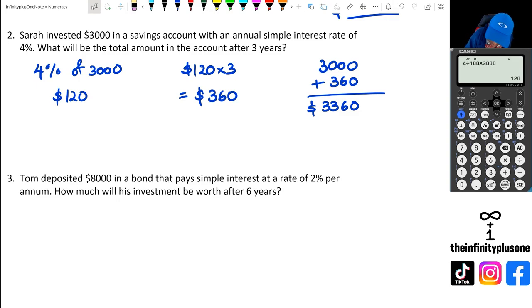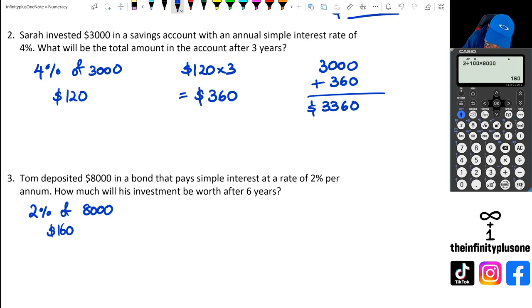So what we've got is 2% of 8,000. That's what we need to work out first. 2% of 8,000. We're going to work that out first. So we've got 2 out of 100, because that's what 2% is, multiplied by 8,000. Is that $160? Yep, that's $160.